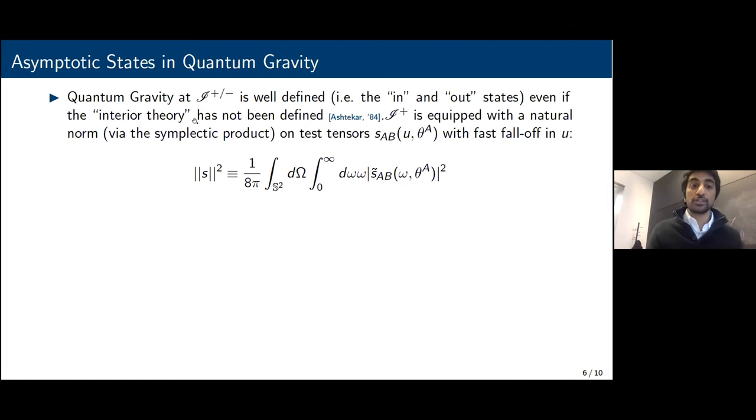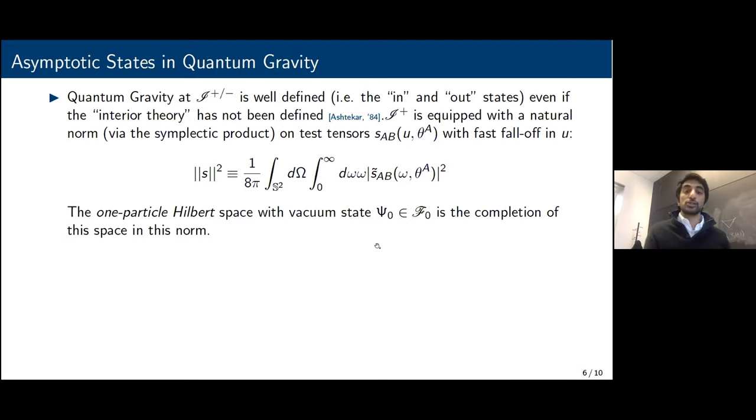Scri in particular is equipped with a natural norm via the symplectic product on these test tensors with fast fall off in retarded time, which is simply given by this Klein-Gordon type norm on Scri. This is very similar to what you would do on initial data, but now it is at null infinity and is given by this expression where S tilde is the Fourier transform of S. Given this norm, one can construct a one particle Hilbert space and then a corresponding Fock space, which contains a vacuum state, which is invariant under the asymptotic symmetries, namely the BMS group, though that won't be so necessary for this talk.